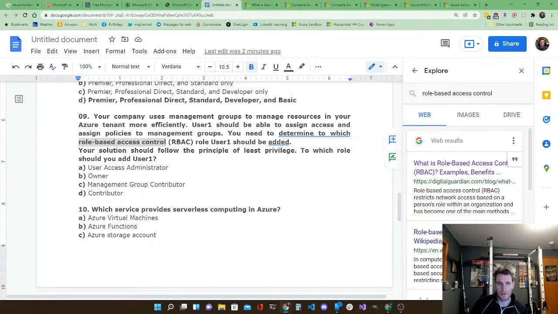Your solution should follow the principle of least privilege. To which role should you add user 1? So assign access and assign policies to management groups. User access administrator, owner, management, man, I don't know any of these. Oh man, I feel ready for this exam. Assign access, assign policies to management groups. Management group contributor.